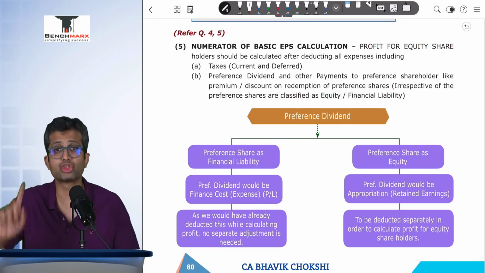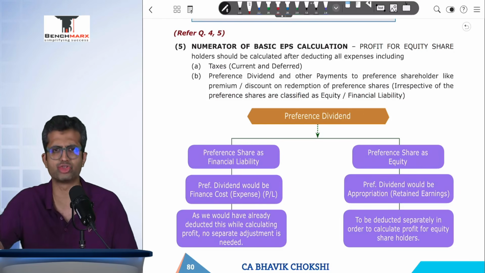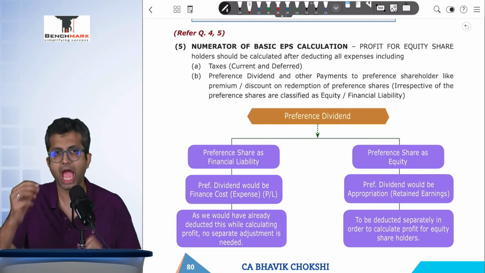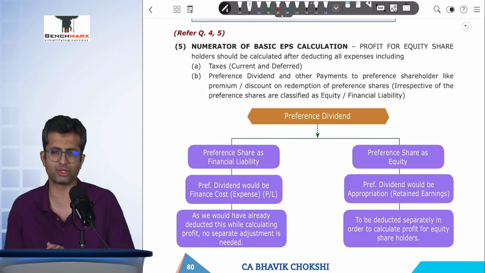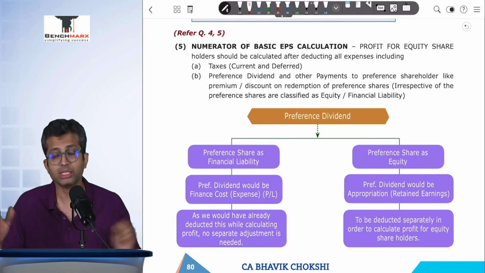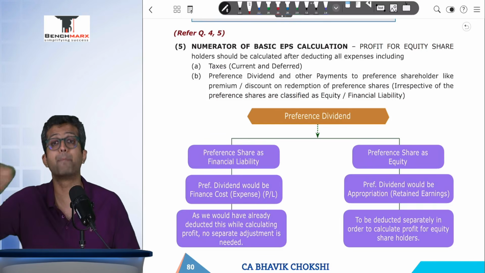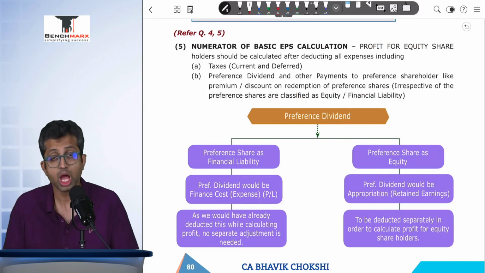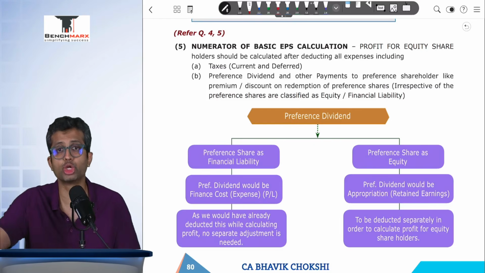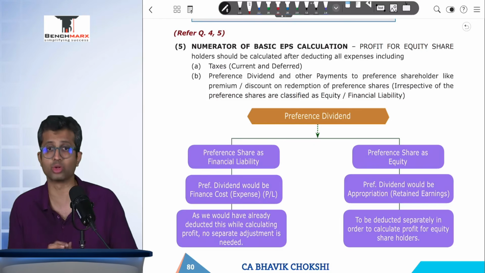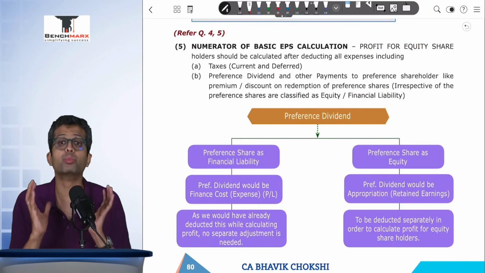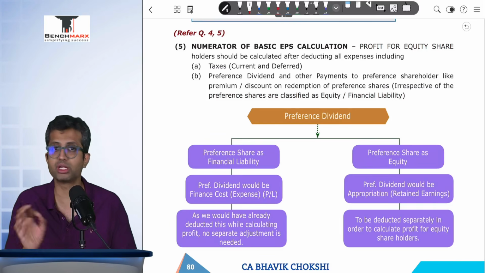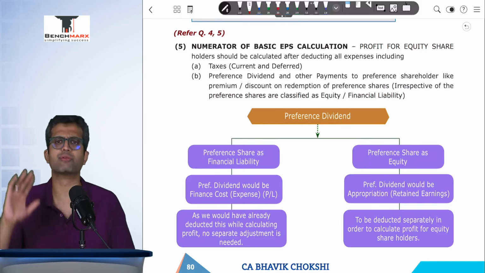Whereas, if these preference shares are classified in the nature of equity, like irredeemable preference shares with discretionary dividend, in which case these preference shares are in the nature of equity, and hence if I make a discretionary payment to these preference shareholders, this will be a payment to equity items and hence it will be adjusted against retained earnings and not be a part of finance cost. However, this is still a payment made to preference shareholders, not to ordinary shareholders, and hence this will impact the pool of money which is available to ordinary shareholders, and hence this needs to be deducted. However, it has not yet been deducted as finance cost, and hence I'll have to deduct it separately.